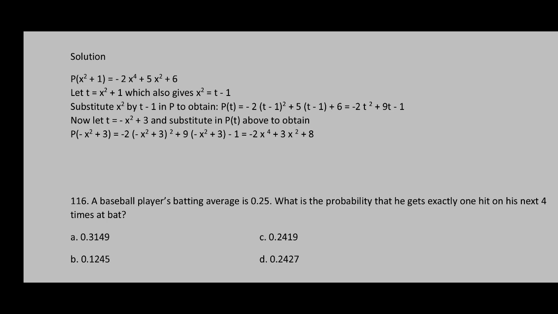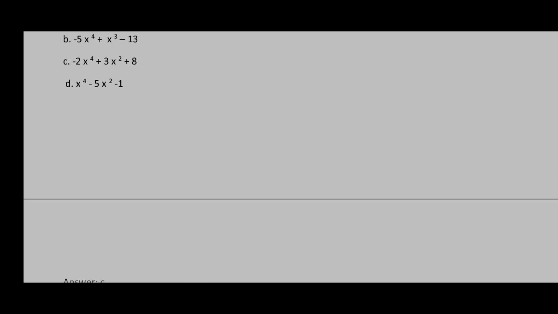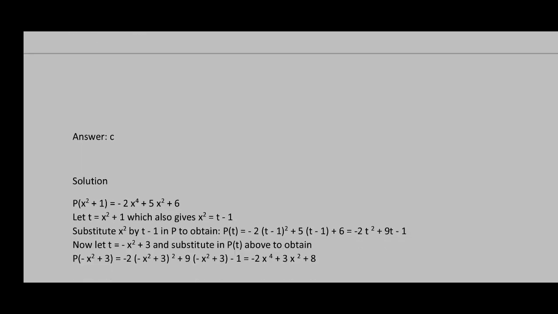Now, let t be negative x squared plus 3, substitute in P of t above to obtain P of negative x squared plus 3 is equals to negative 2 times the quantity negative x squared plus 3 squared plus 9 times the quantity negative x squared plus 3 minus 1 is equals to negative 2x raised to 4 plus 3x squared plus 8. So, sagot natin diyan ay yung letter C. Negative 2x raised to 4 plus 3x squared plus 8.